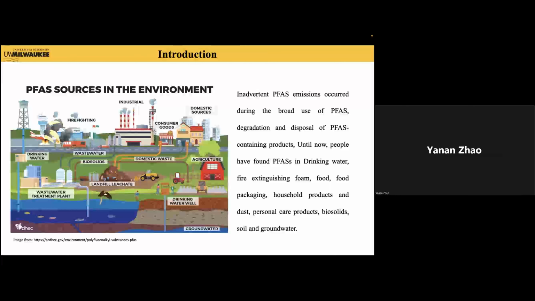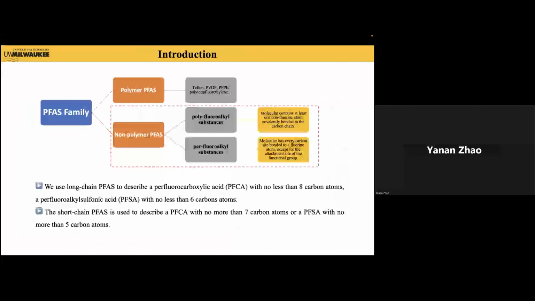The PFAS released in the environment will transport among the air, water, soil, and sediments, and PFAS in the environment can enter the human body through the food chain and food web, which will affect our health.